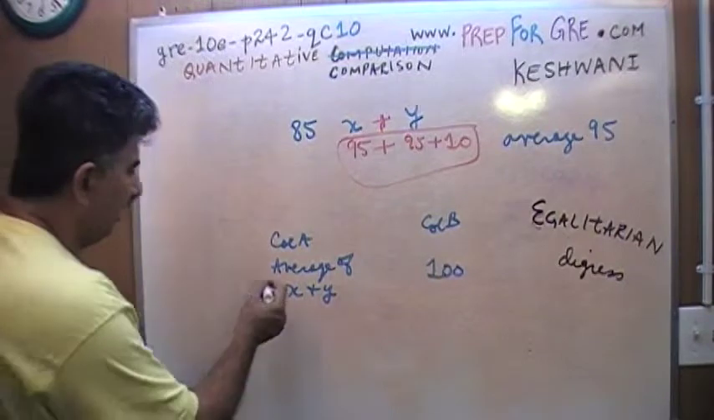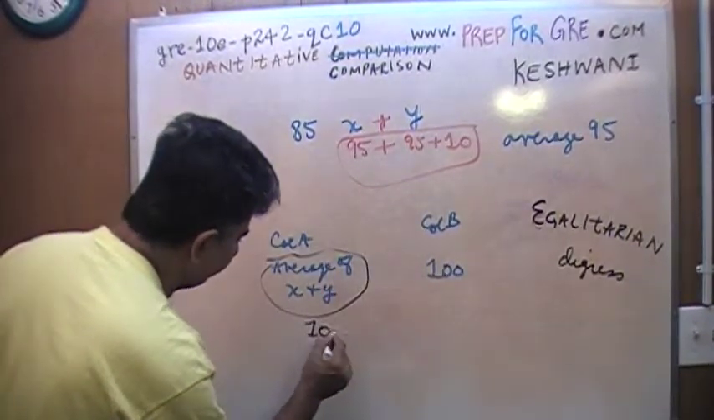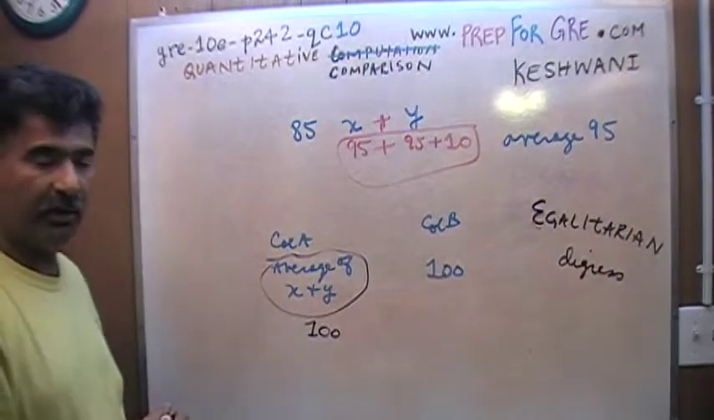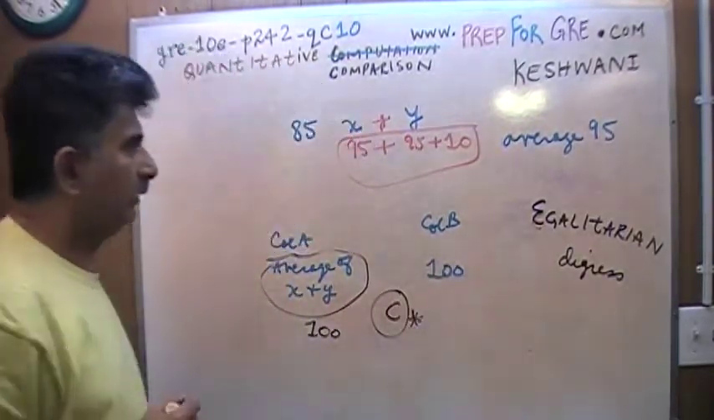Oh, there you go. Therefore, if the sum is 200, then the average of X and Y is also 100, because it's just 200 divided by 2. This is 100, so the answer is C. That's it. We're done. Simple as that.